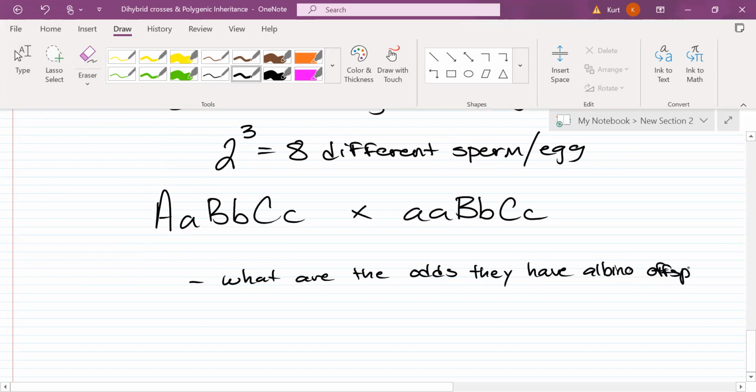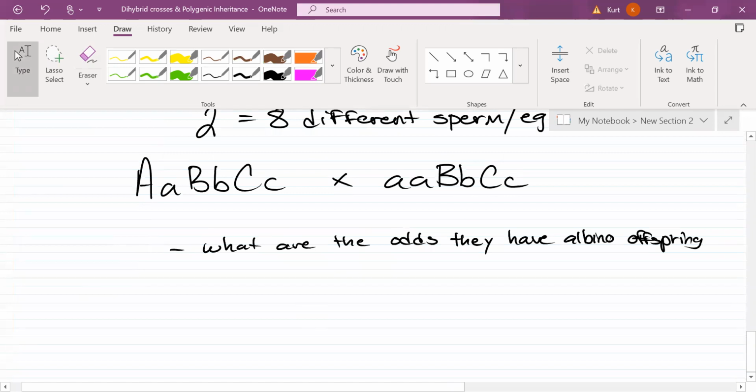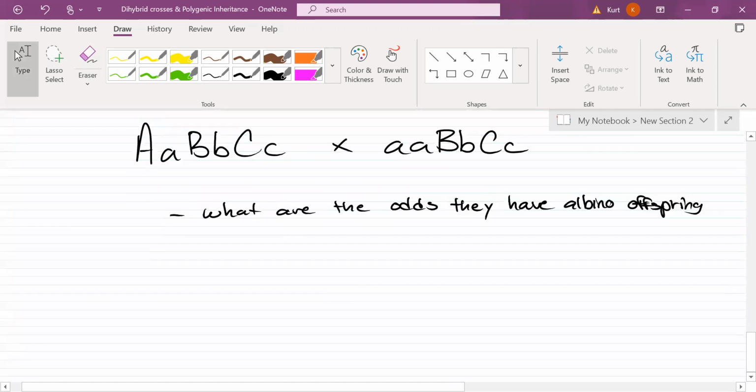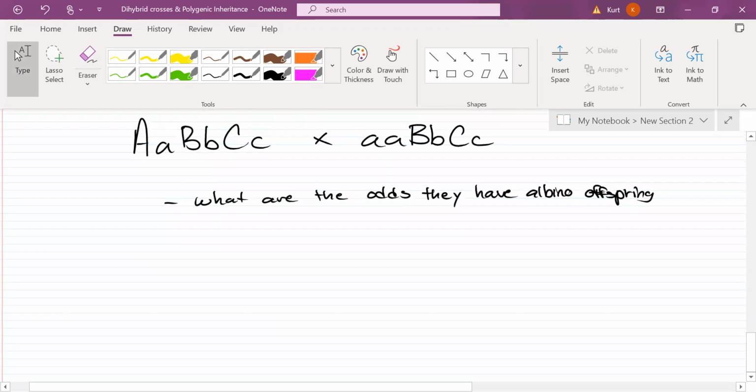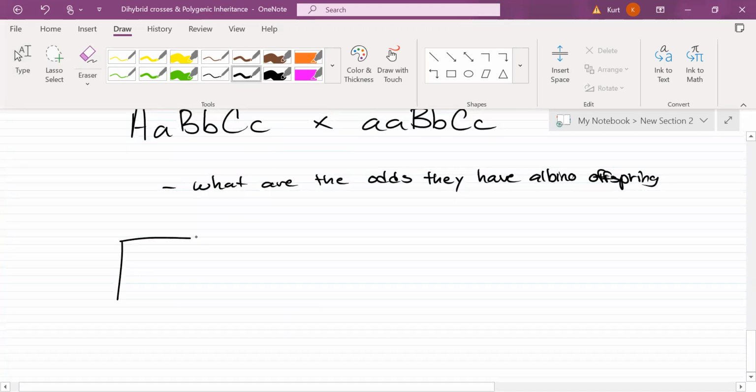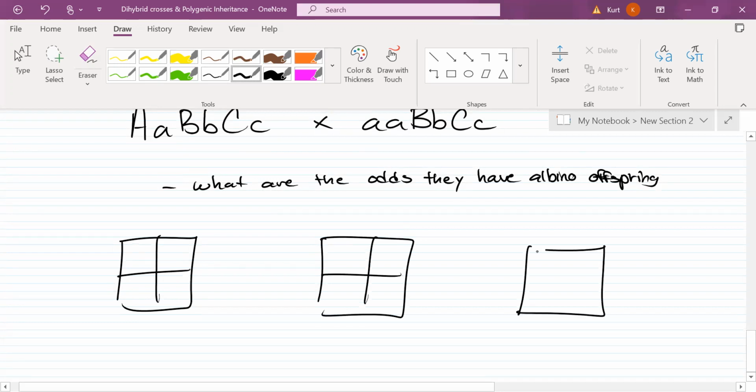So we have 2 minutes. Let's get this in here. What would you recommend doing? You want to do a tri-hybrid cross with 64 boxes in the Punnett Square? No, you're crazy. What could you do instead? 3. Do 3. And you only want to focus on the recessive trait. That's what is going to lead to albinism.